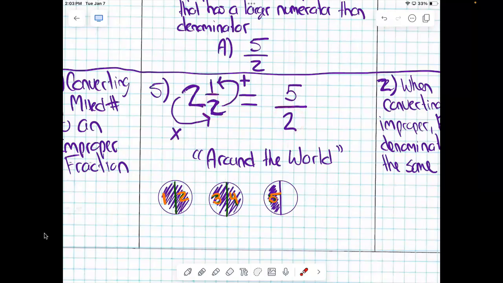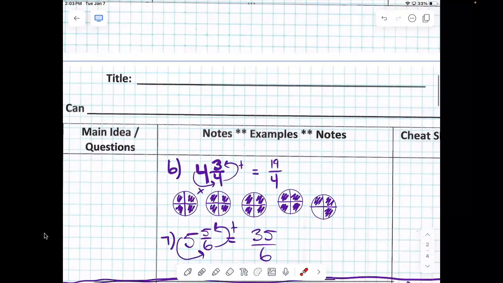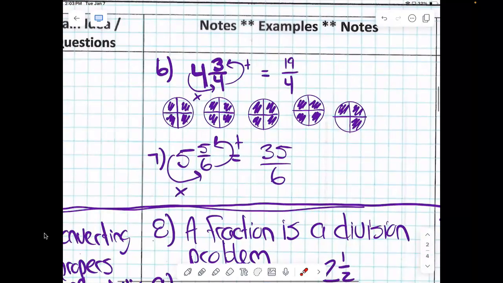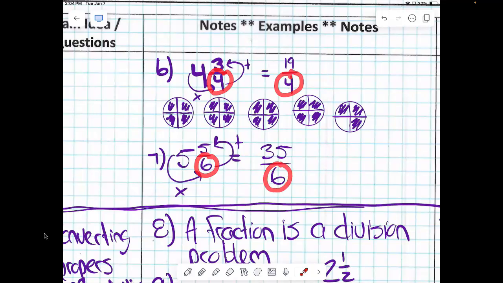Okay. How many parts do we have then if we have 5 over 2? How many parts do we have? 5. And 1, 2, 3, 4, 5 parts, right? Yes. And each of our pizzas here that we have are split into how many pieces? 2. Into 2, so they are halves, right? Sweet. Around the world again, right? Our denominator is always going to be the same on the improper and the mixed number.